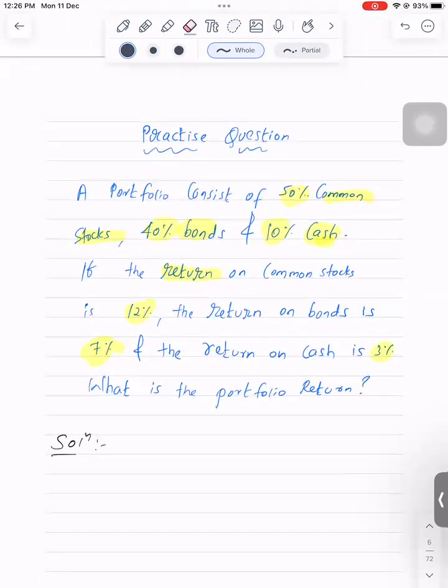Okay, now this is the practice question for you. Okay, try this and tell me the answer.